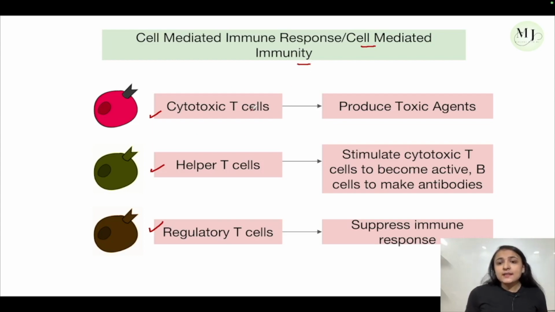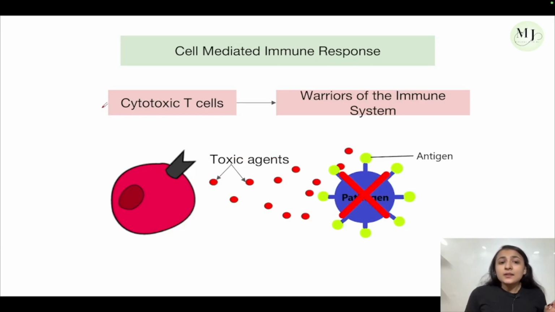So the cytotoxic T cells produce toxic agents which directly kill the target cell or the target pathogen. The helper T cells stimulate the cytotoxic T cells to become active. They can also stimulate the B cells to make antibodies. Regulatory T cells suppress the immune response. They basically regulate the immune response so that the immune system does not go overboard in its response. So the cytotoxic T cells are the main cells here. They are the warriors of the immune system. They are the most important cells here. They release toxic agents, these chemical molecules which will directly kill the pathogen.